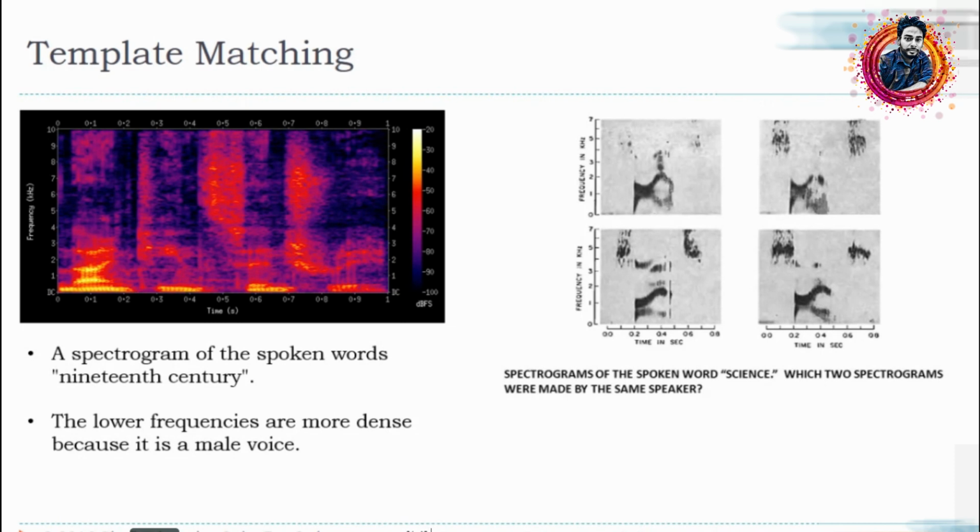As an example, can you identify which of the 4 spectrograms of the word science were spoken by the same user? The bottom 2 spectrograms look similar, hence you could say that those words are spoken by the same user. A disadvantage of this approach is that one might have to store templates for different users, and the computer's capability to understand a user's speech is limited to the number of stored templates of that user.